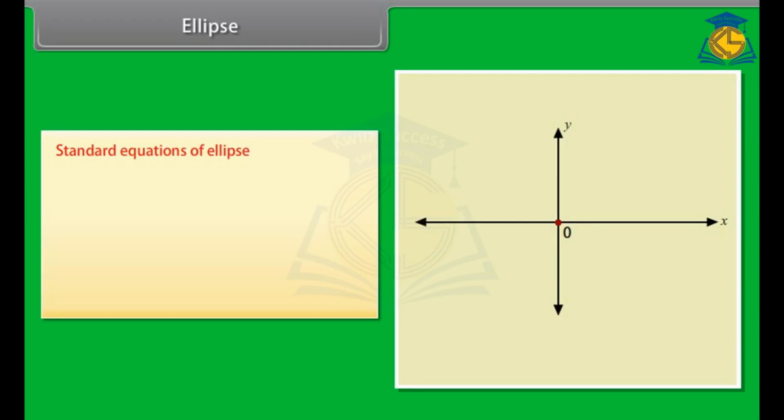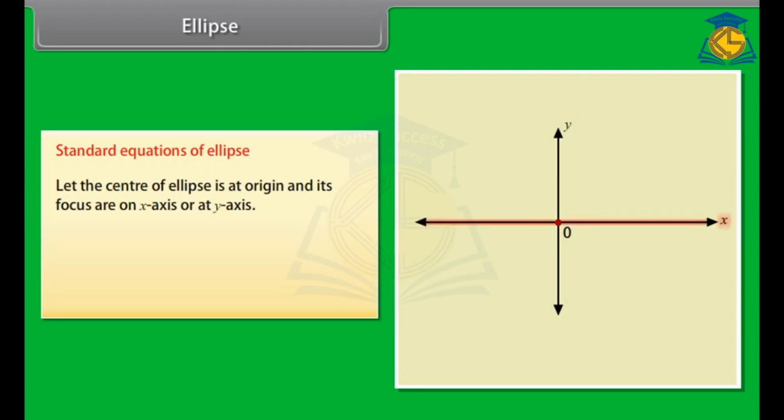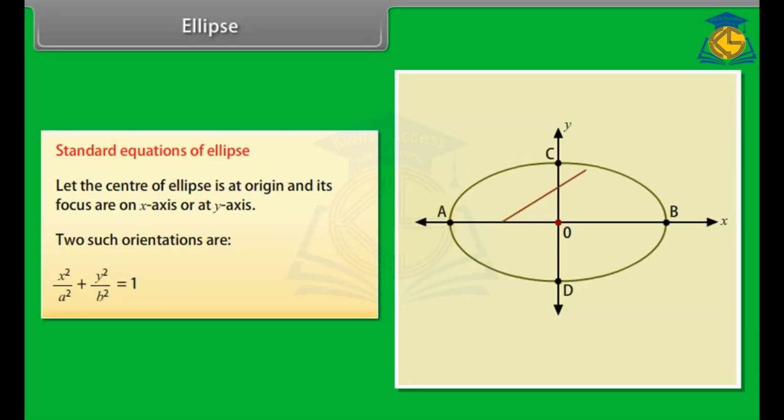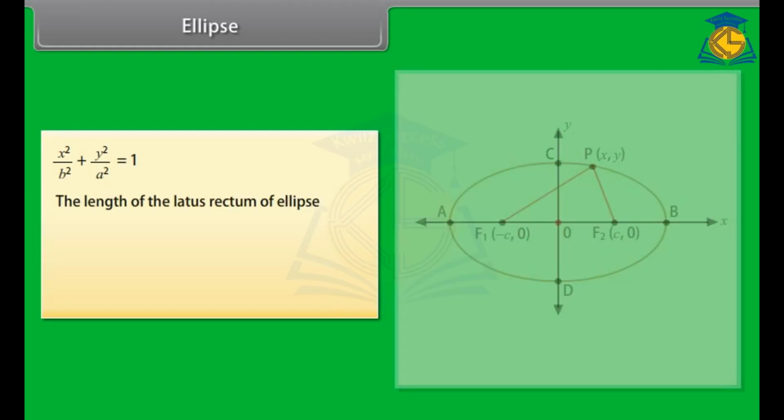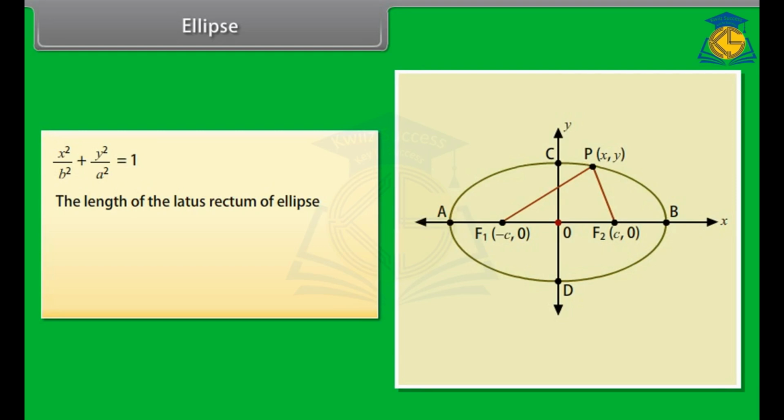Standard equations of ellipse. Let the center of the ellipse be at the origin and its foci be on the x-axis or on the y-axis. Two such orientations are x squared upon a squared + y squared upon b squared = 1, and x squared upon b squared + y squared upon a squared = 1. The length of the latus rectum of the ellipse x squared upon a squared + y squared upon b squared = 1 is 2b squared upon a.